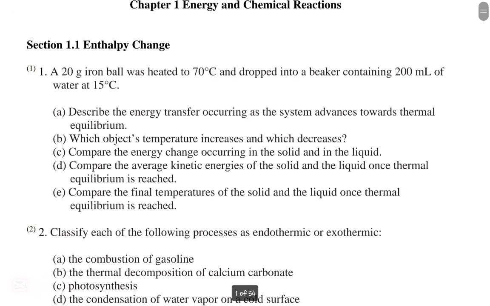A 20-gram iron ball was heated to 70 degrees Celsius, so 20 gram was heated to 70 and dropped into a 200 milliliter beaker of water at 15 degrees Celsius. So they told us, describe the energy transfer occurring as the system advances towards thermal equilibrium.